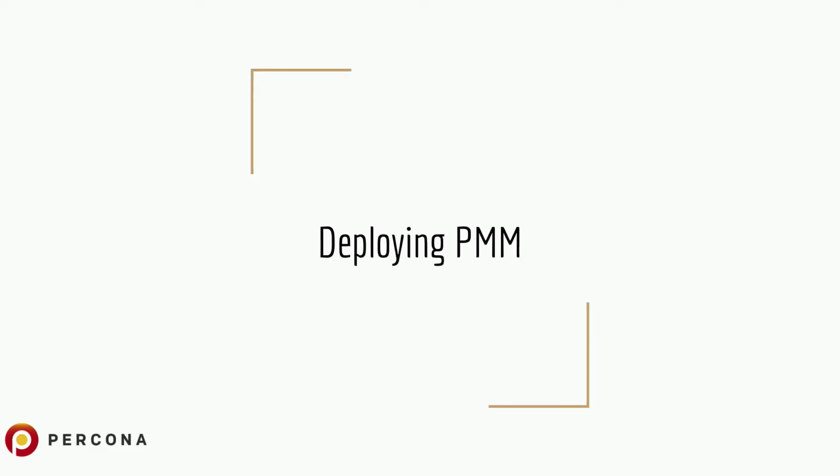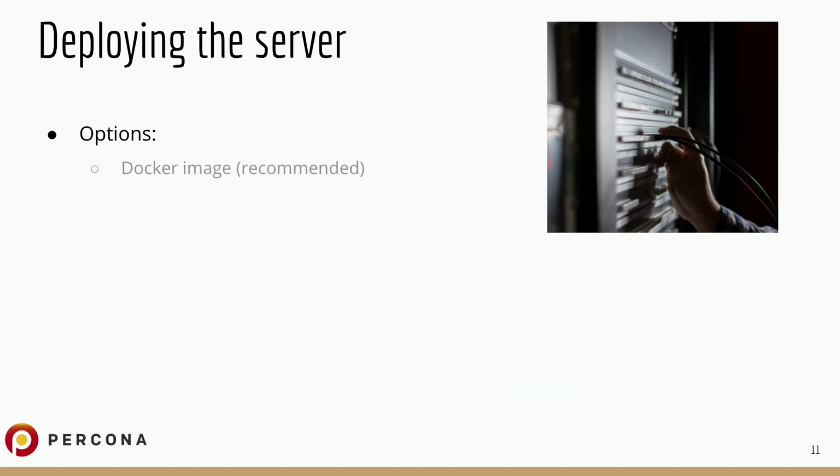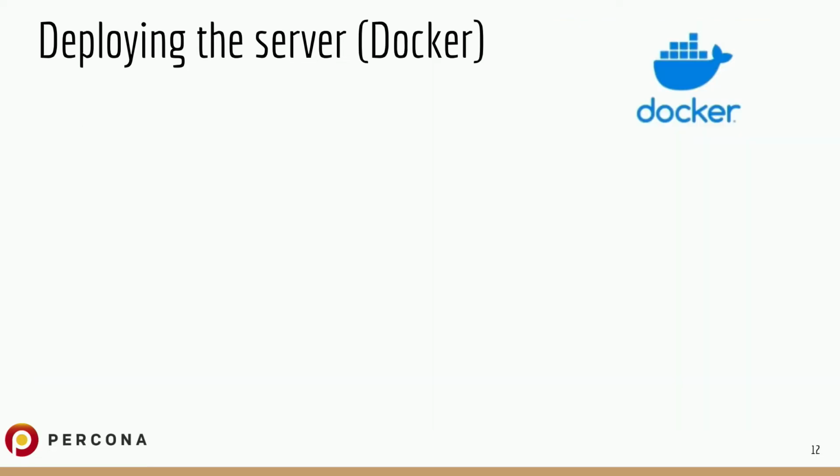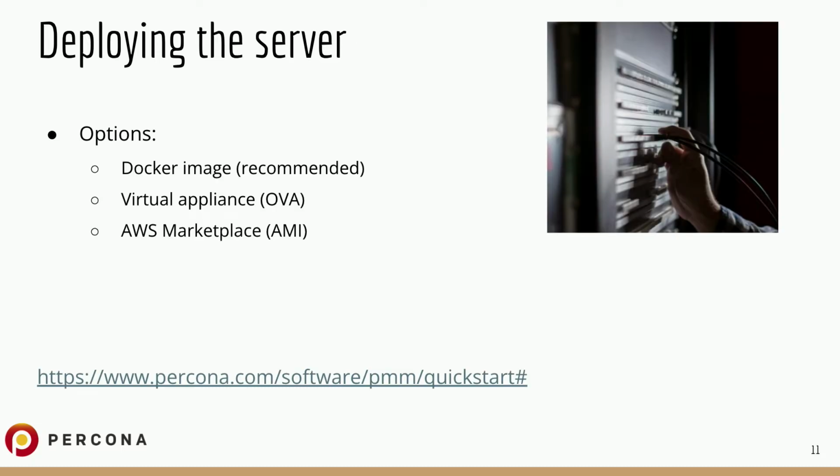So now let's briefly talk about how to deploy PMM. There's a few options. There's the Docker image, which is our recommendation, but there's also the possibility to use an OVA or provision it directly from the AWS Marketplace. There's a quick start guide that I recommend for anyone starting fresh.